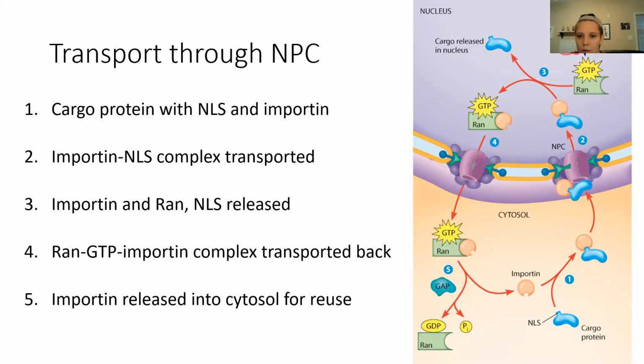In the nucleus, the importin molecule associates with a GTP binding protein called RAN, and this interaction causes the NLS-containing protein to be released for use in the nucleus. Then you can see number 4, the RAN-GDP importin complex is transported back through the nuclear pore into the cytosol, and the importin is released in the cytosol for reuse. And yes, so that is what this figure is.